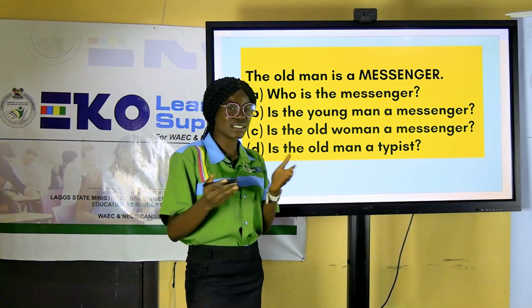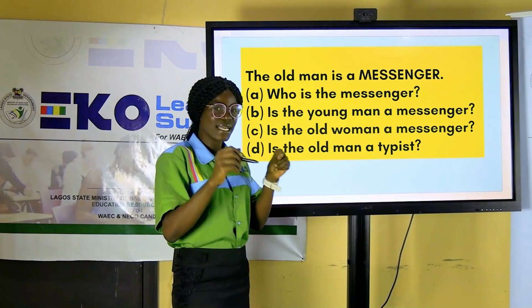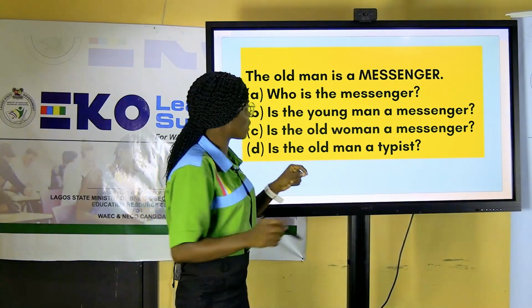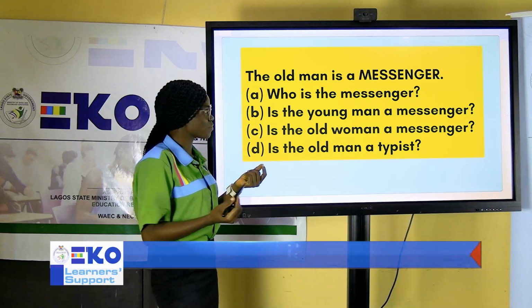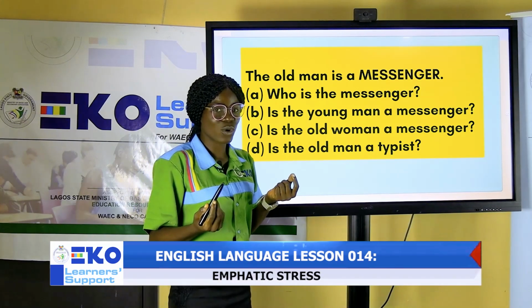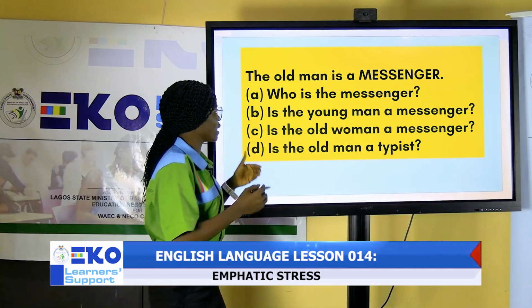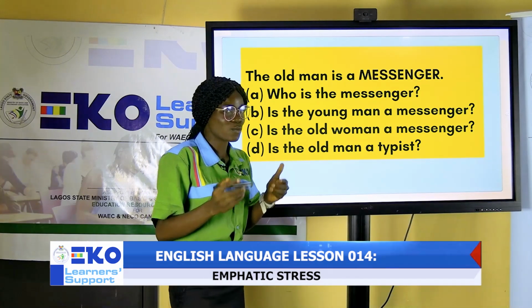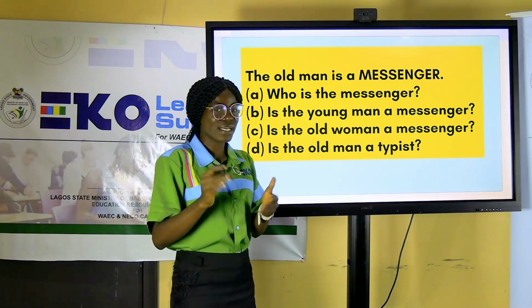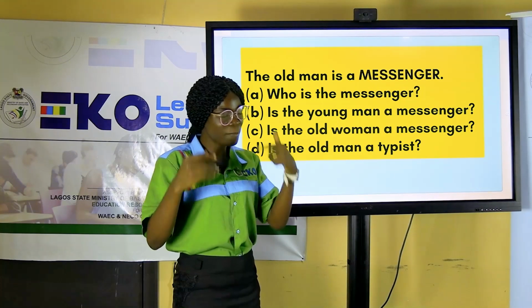Why? Because it is written in capital letter, and hence the speaker is laying emphasis on that particular word. The speaker is not laying emphasis on old or man, but the emphasis is on what? Is on messenger, and that is why it is written in capital letter. The old man is a messenger. The old man is not a pastor. The old man is not a teacher. The old man is not a student. The old man is a messenger.